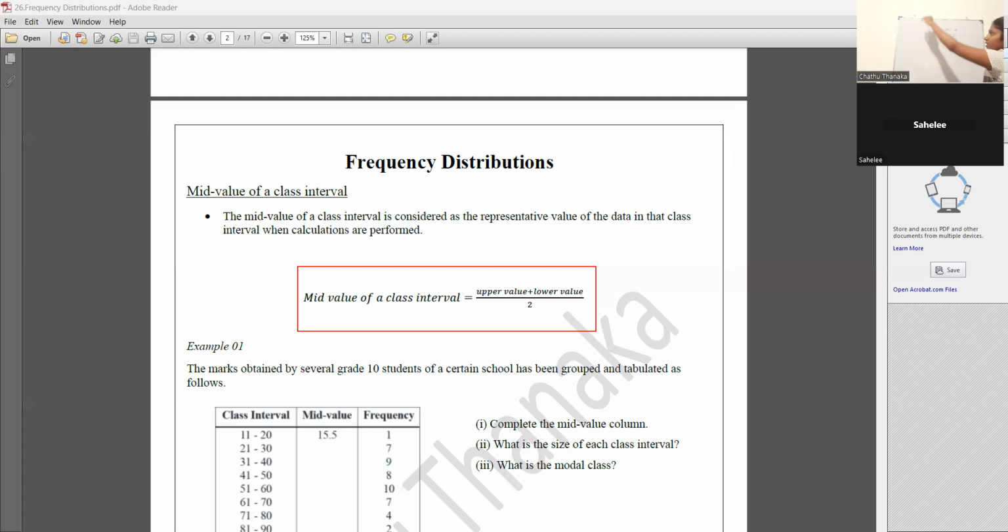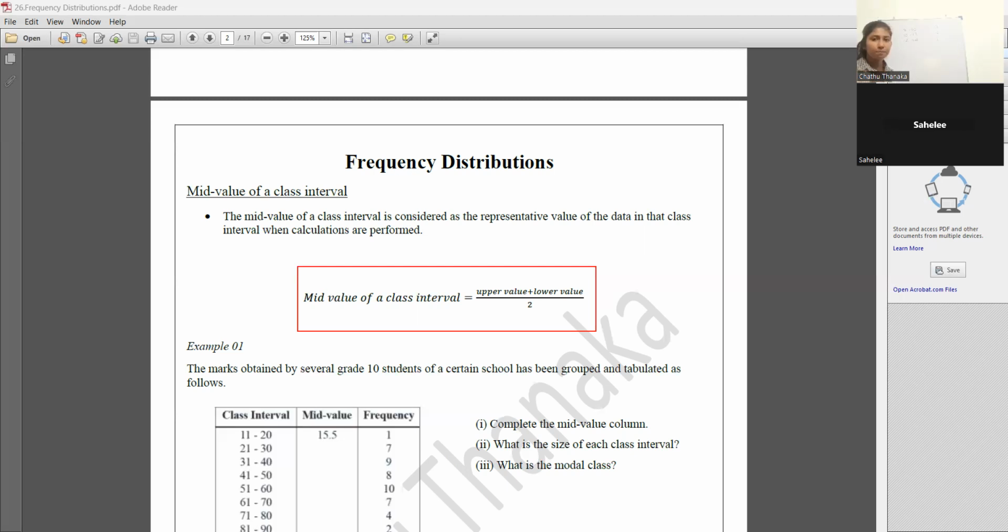Like this, we have to make class intervals and then we have to take frequency here. If it is 3, 2, like that, it will be frequency like this. So these are known as frequency distribution. I think you can remember that one. So then, in grade 10, you have to learn about frequency distribution.